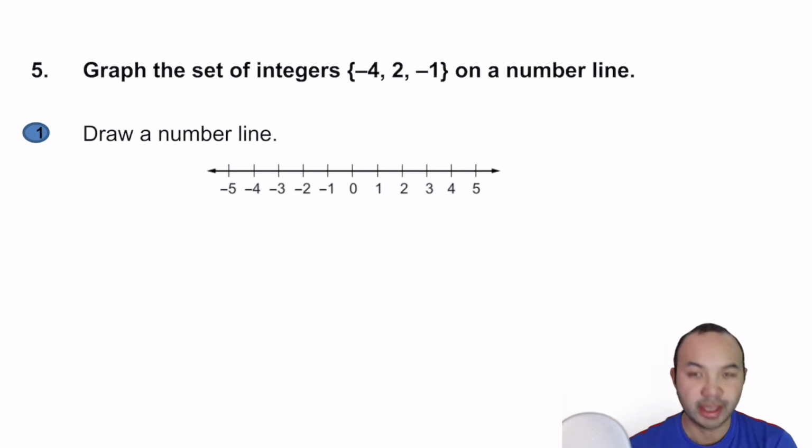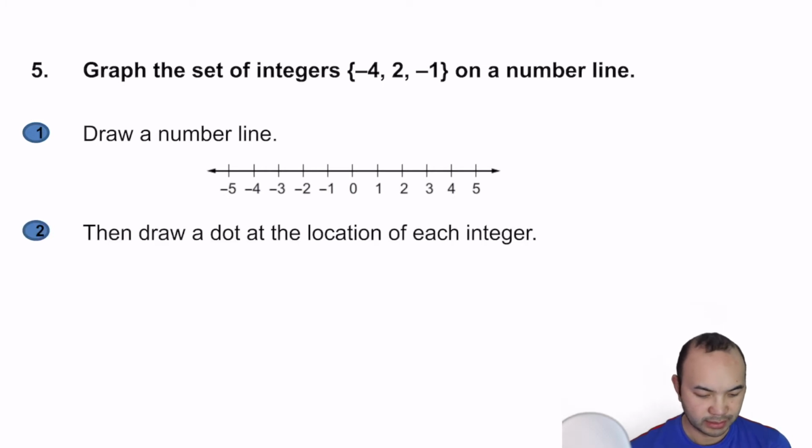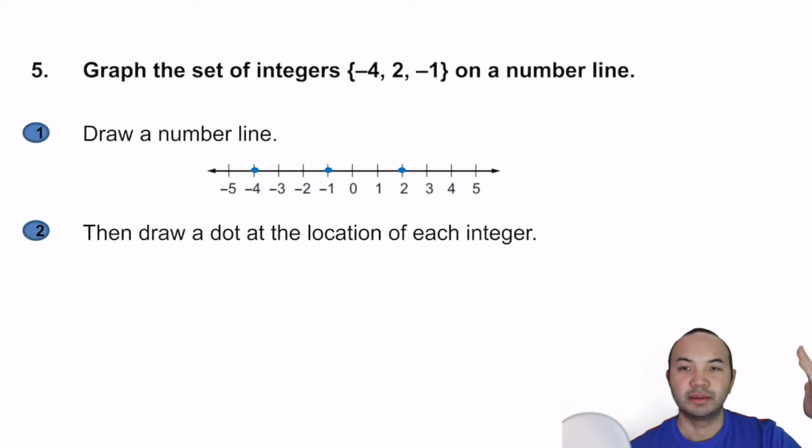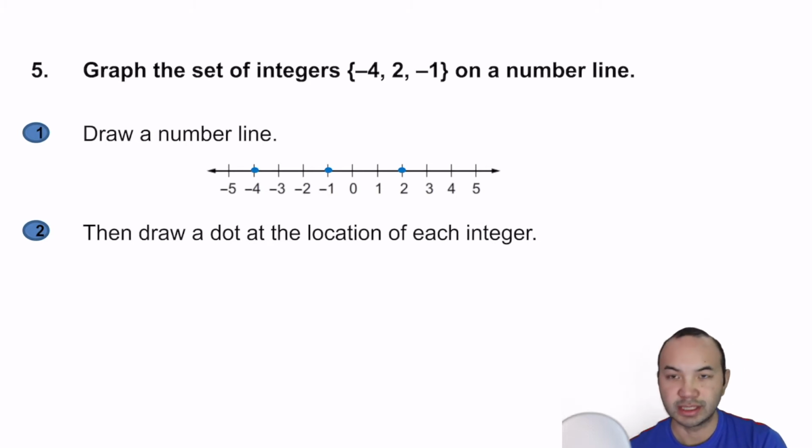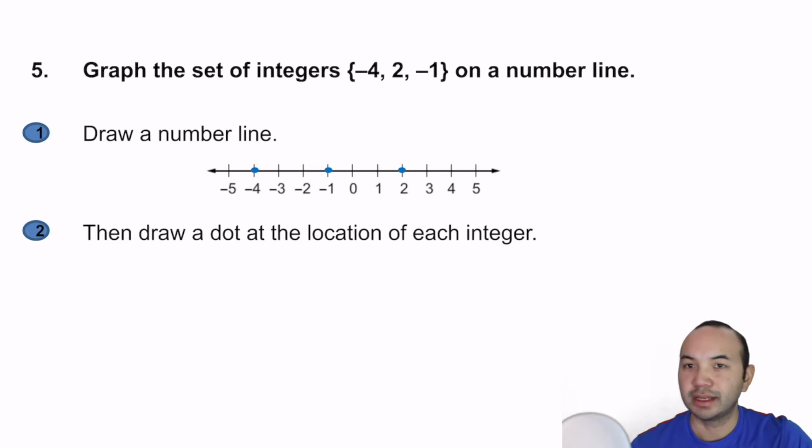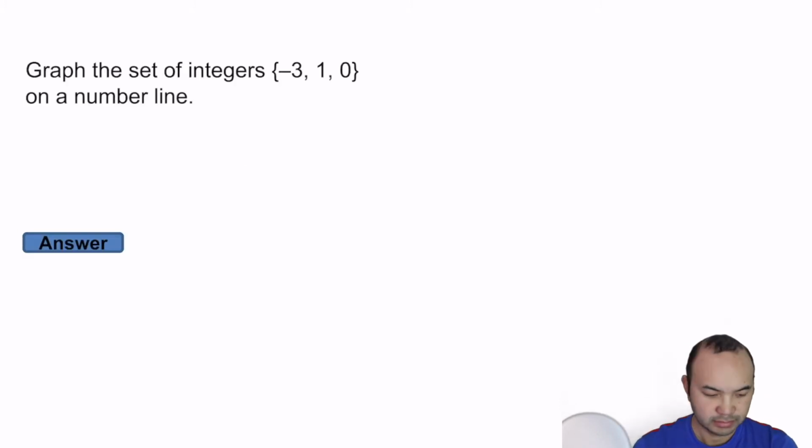So once you've drawn a proper number line, make sure the 0 is in the center, positive integers on the right side, negatives on the left side, you start plotting the points. So -4 goes there, there's a dot right there, +2 goes there, and -1 is there. Now you can see what they are in order from least to greatest. The numbers on the left are the smallest numbers, and the numbers on the right are the highest numbers. So if you're ordering it from least to greatest, you got -4, -1, then 2.